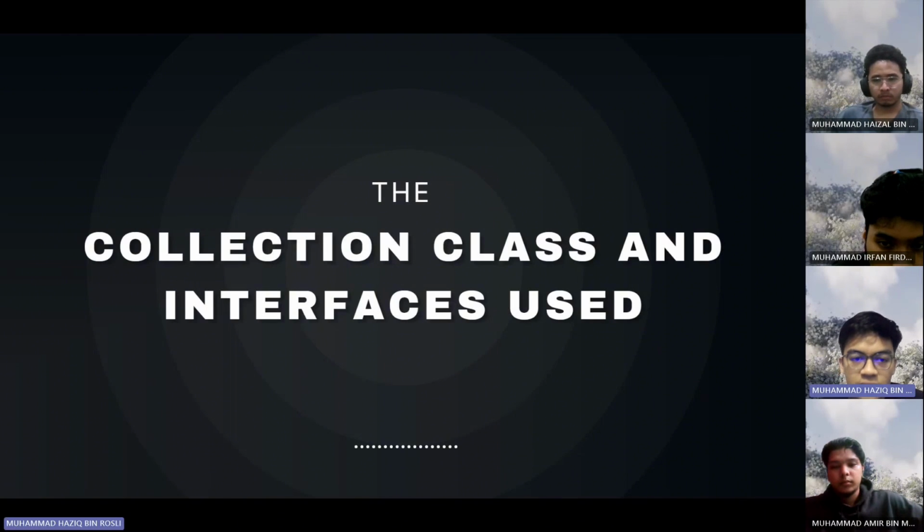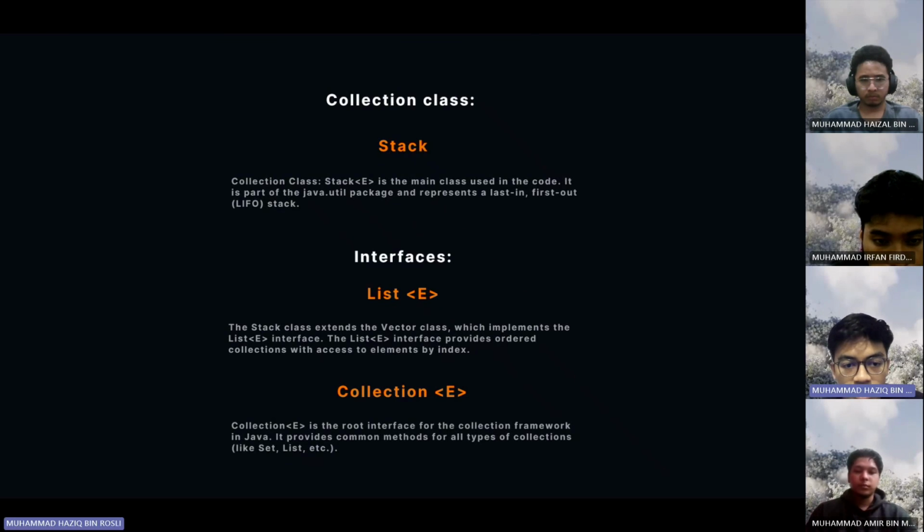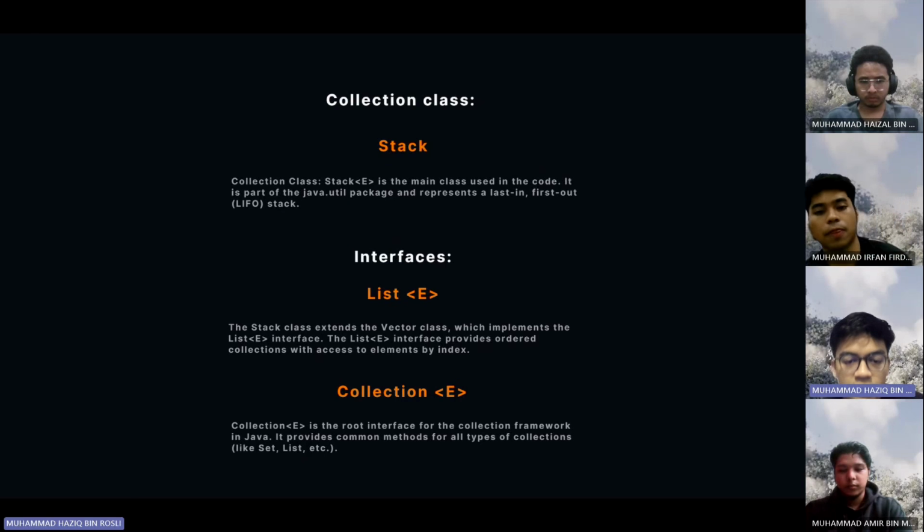Then the collection class and interface used. First, the collection class is Stack. Stack is the main class used in the code. It is part of the Java util package and represents last in, first out. Then for the interfaces used, first is List. The Stack class extends the Vector class, which implements the List interface. The List interface provides all the collections with access to elements by index.